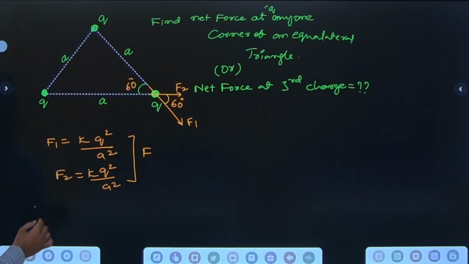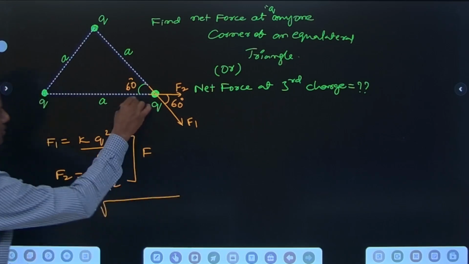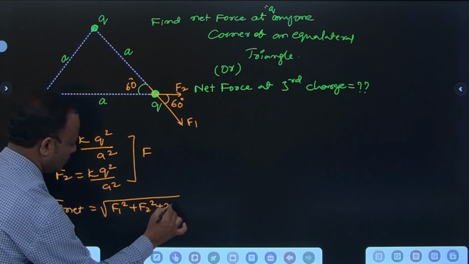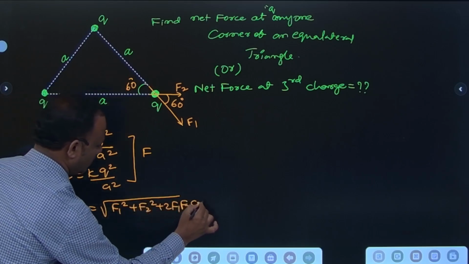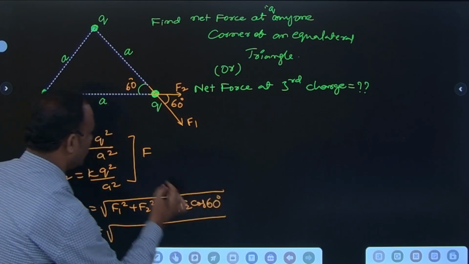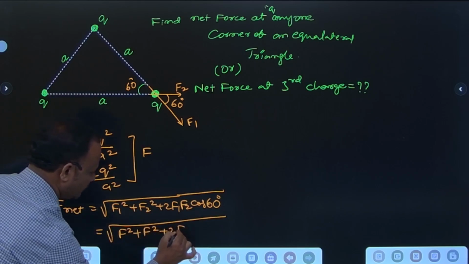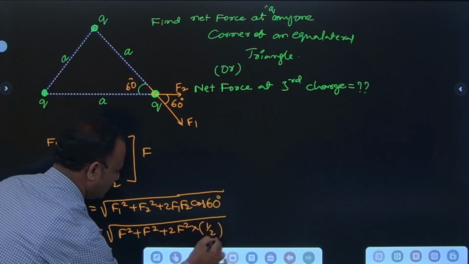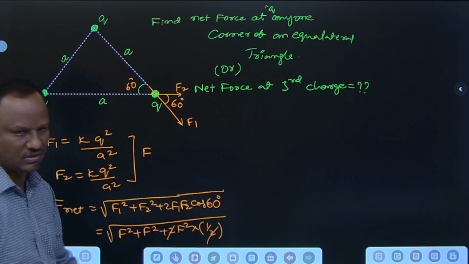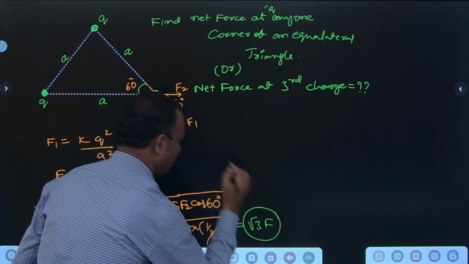So what is the F net now? F net is equal to the square root of, vectorially, F1 square plus F2 square plus 2 F1 F2 cos 60 degrees. So this is F square plus 2 F square cos 60, which is 1 by 2. The 2 and 2 cancel. F square plus F square plus F square. So this will be root 3 F, which is my answer.